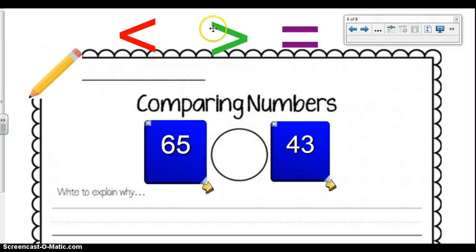All right, let's check your answer. I know that 65 is bigger than 43. Over here, I see a 6 in the tens digit, and I only see a 4 over here. 6 is bigger, so I know I want to eat this number 65. Now, I want you to write a sentence explaining how you would say this equation. Remember to start from the left.